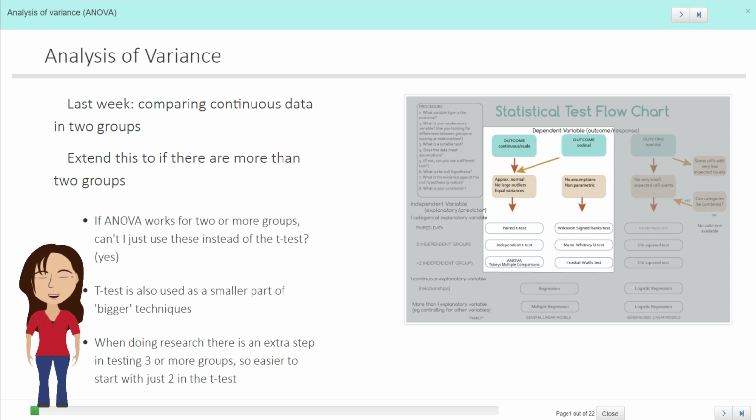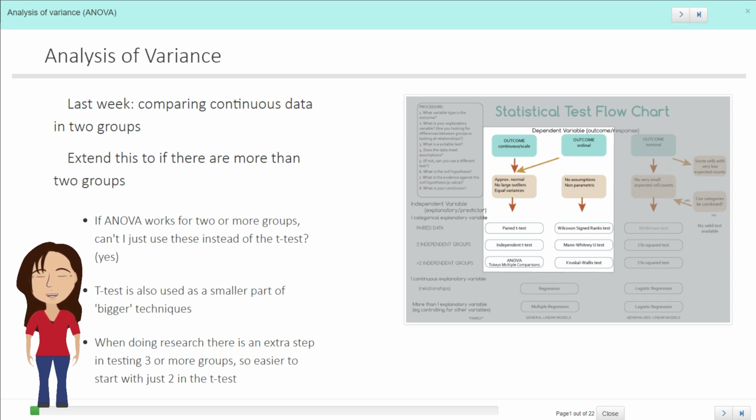This week we are looking at analysis of variance, often shortened to ANOVA, and there are a lot of variations of it that you might see: ANOVA, MANOVA, ANCOVA, and they are all based on the same sort of family of techniques. Now ANOVA will work for 2 or more groups, so you might be wondering, can't I just use this instead of the t-test, which we did last week?